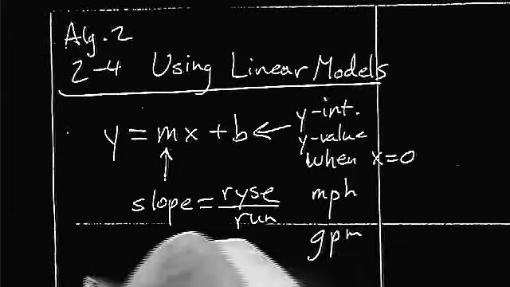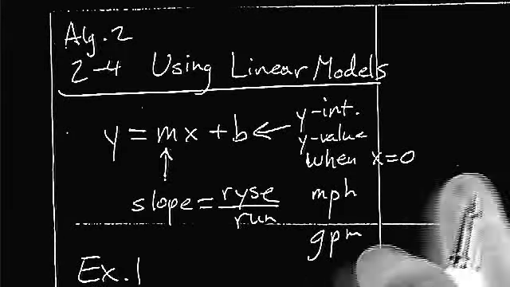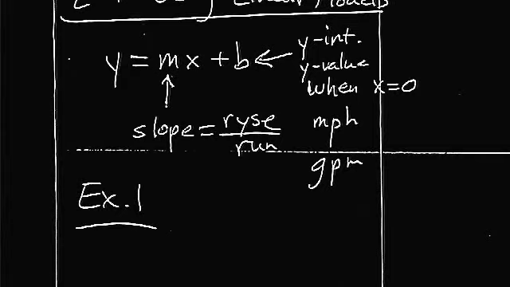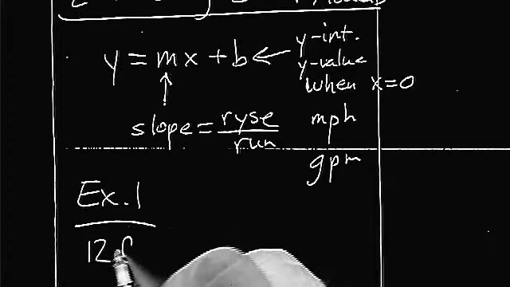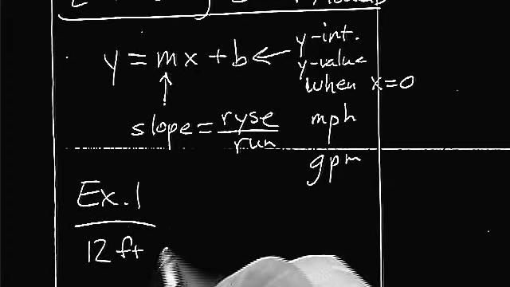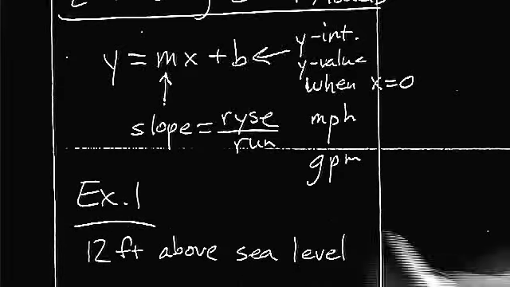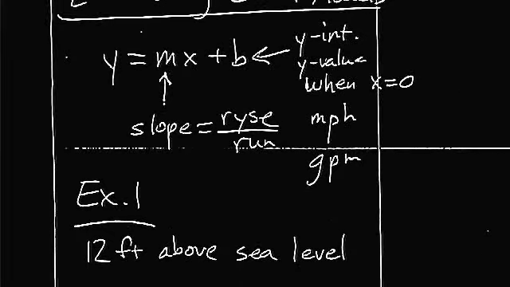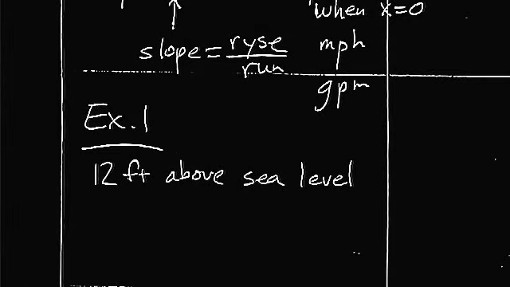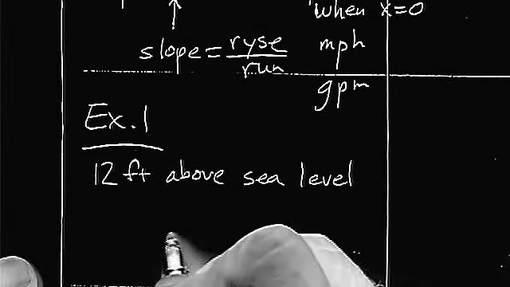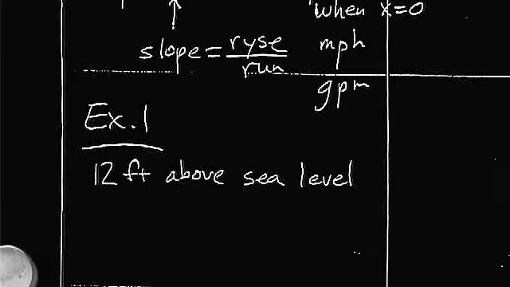So for instance, the book's example 1 says Jacksonville, Florida sits 12 feet above sea level. Well, that makes sense because Jacksonville, Florida is close to the ocean. We obviously are a lot further away from the ocean, and we are a lot higher than that in terms of sea level. But that is the starting amount.